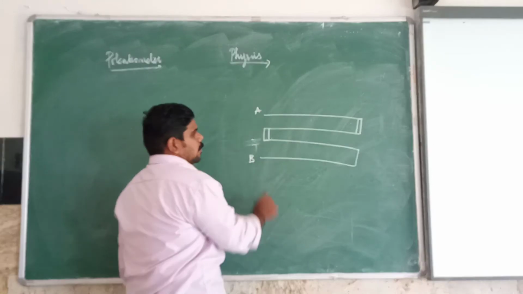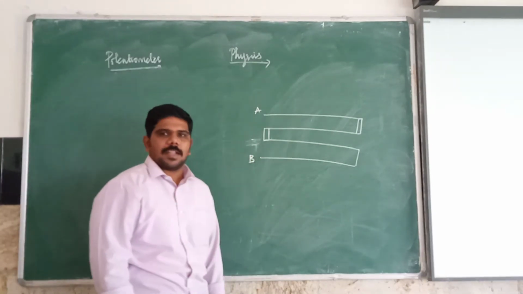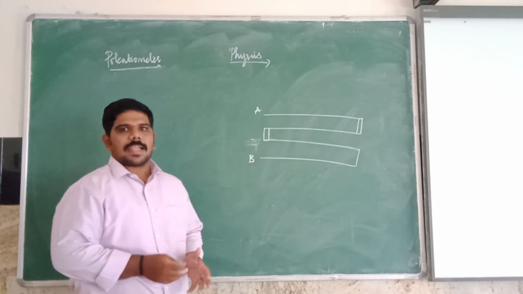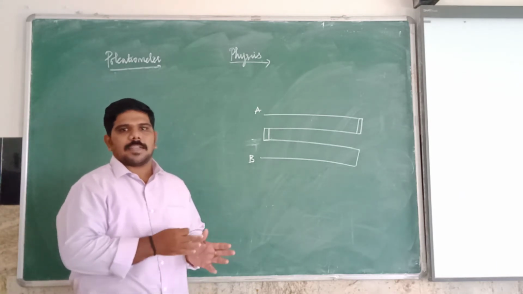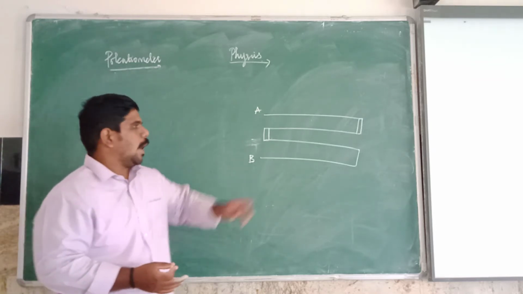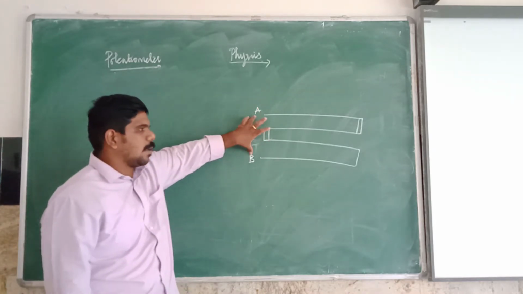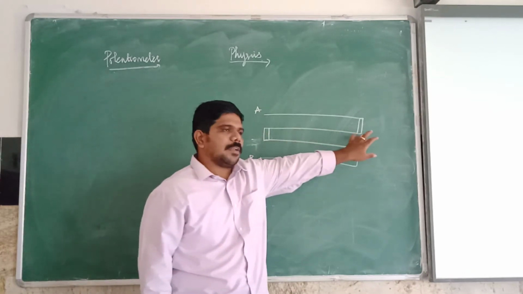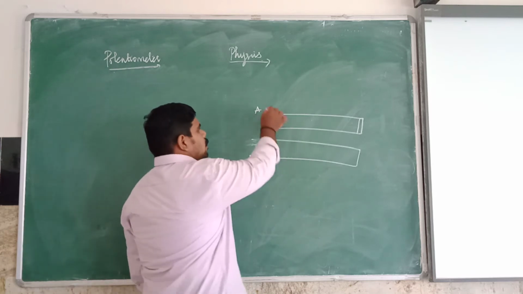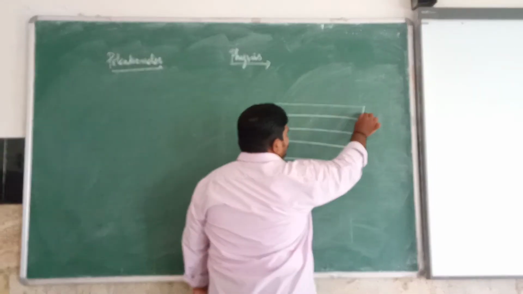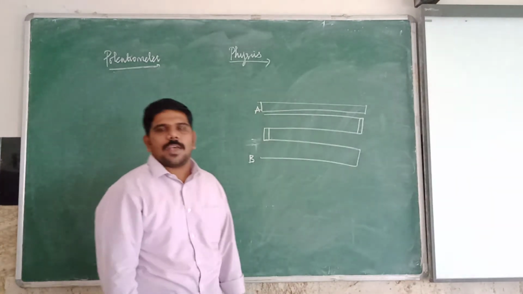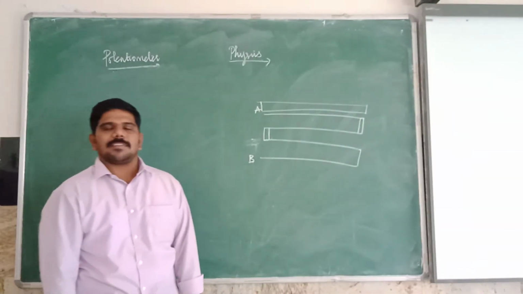So it consists of a 10 meter length of uniform wire of constantan or manganin, with parallel lengths of 1 meter, and the free ends are considered as A and B, and the remaining ends are connected by copper strips with the binding screws. Then we have a 1 meter scale. The 1 meter scale is fixed above the wire, and it is used to measure the balancing length.